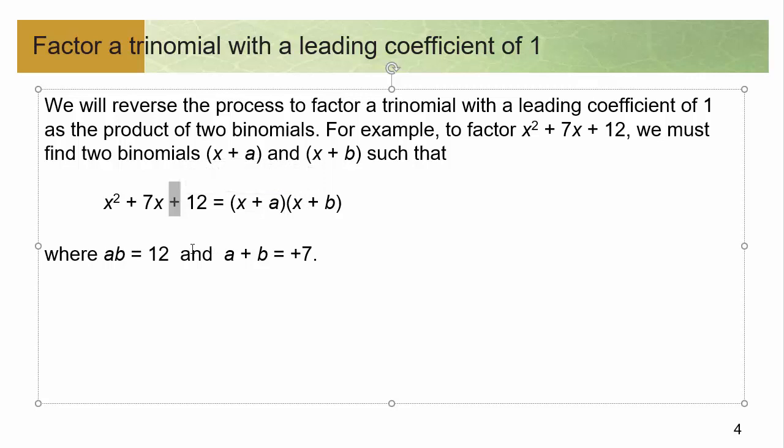Okay, so the rules are a times b is the constant term, and then a plus b, right? These things have to add together to be the number in front of here. Now that's only when this is a 1. When this is something other than a 1, this rule changes slightly.